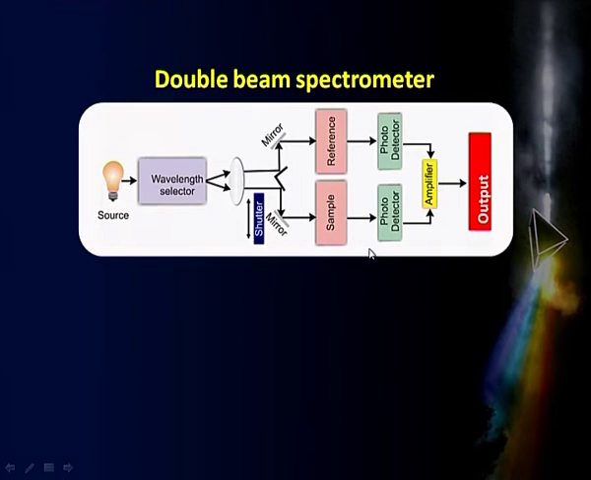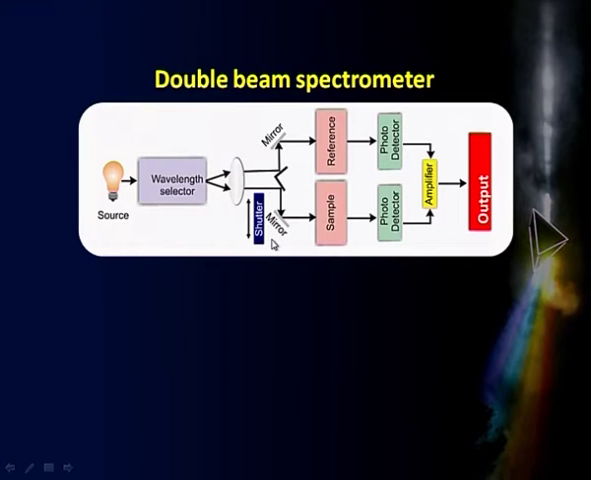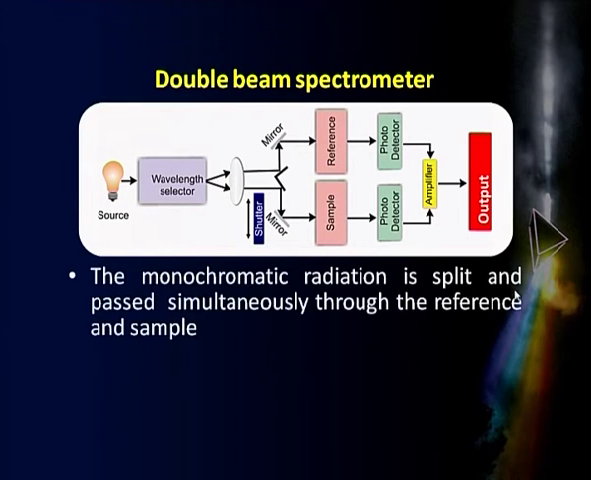So, what happens is we are saving on time, because what we did in the case of single beam was that we first run the spectrum for the reference, then for the sample, or vice versa, and subtract either manually or with the help of a computer. Now, in the double beam spectrometer, the monochromatic radiation is made to split and pass simultaneously through the reference as well as the sample. And then the output of the reference side and the sample side are processed by the computer, amplified and given as an output.